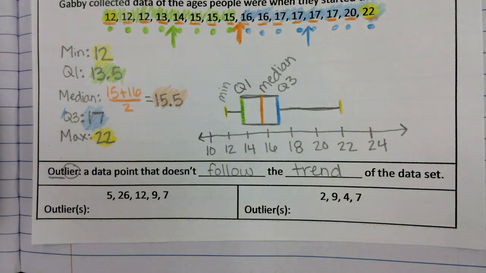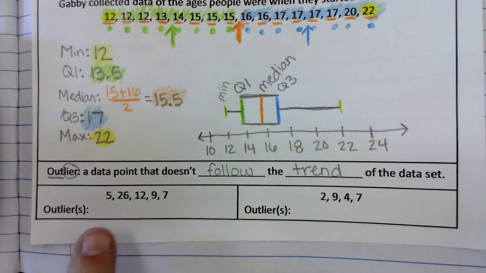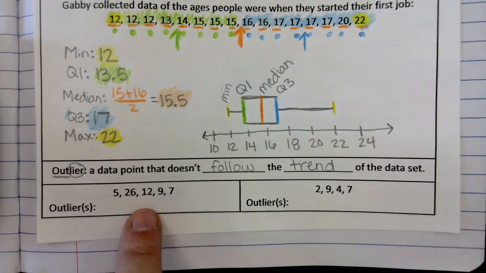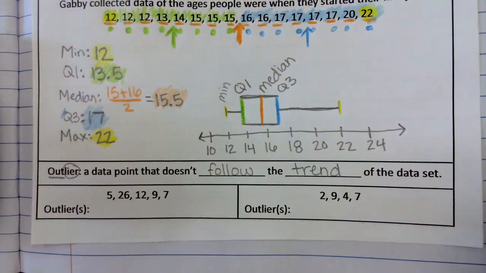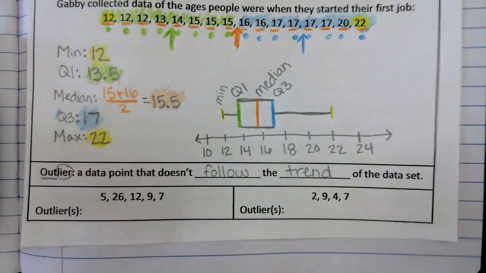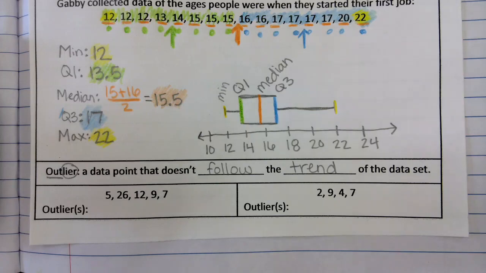How far is it between 5 and 7? Smallest to the next would only be 2, right? How much is it from 7 to 9? 2. What about 9 to 12? 3. But then to go from 12 to 26, how big is that jump? 14 away from the last one. So, that makes it an outlier. So that 26 is an outlier.